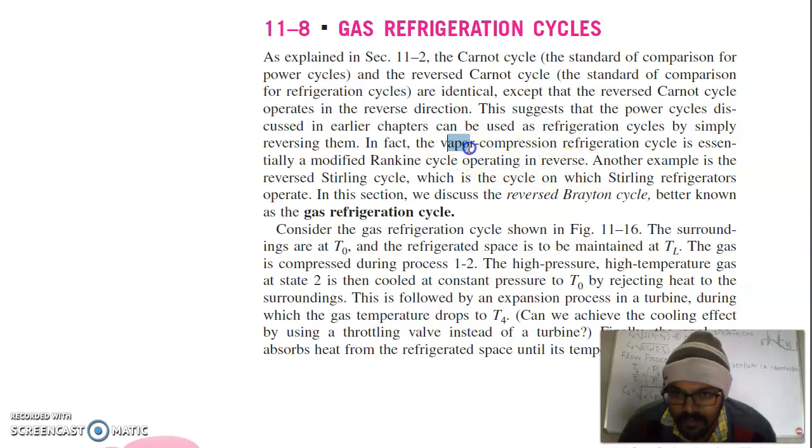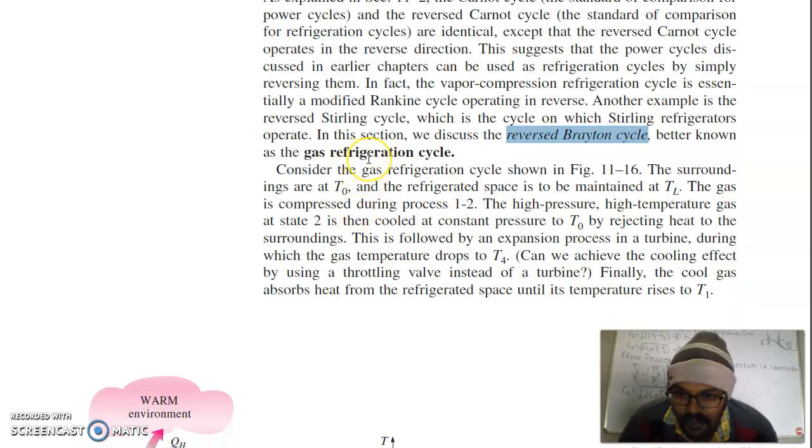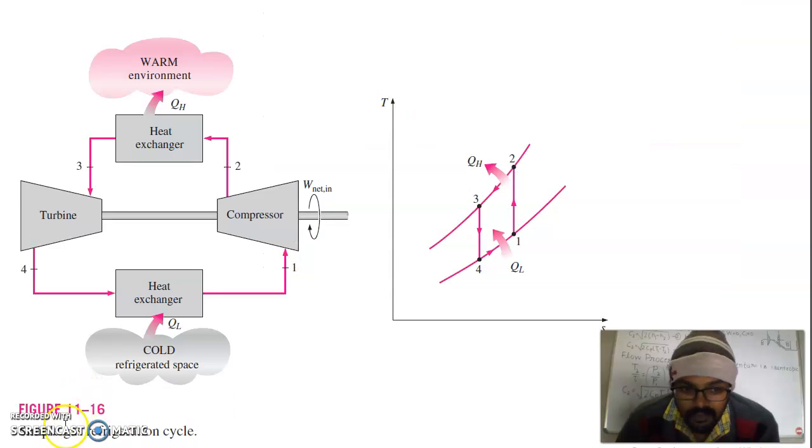So whatever vapor refrigerant cycle we are using, that is the Rankine cycle operating in reverse with little modification. Same here, the cycle which is a power producing cycle, which is your Brayton cycle or gas turbine cycle, can be reversed, and the reverse Brayton cycle is better known as the gas refrigeration cycle. Why is it gas? Because the refrigerant through the cycle will remain in the gaseous form only. So this is your sample gas refrigeration cycle.